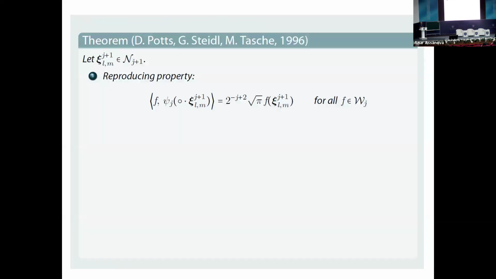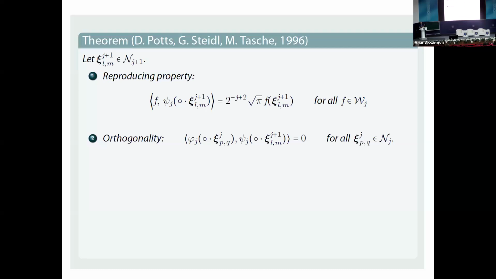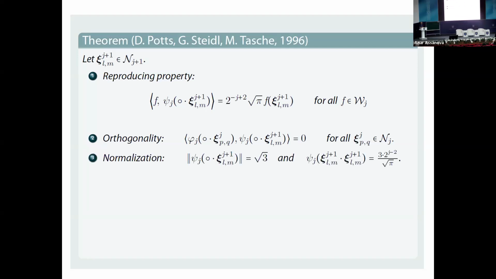And we have more properties, again going back to this paper by Potts, Steidl, and Tasche. We have a reproducing property again. We have orthogonality with respect to the scaling space before. This is very easy because we do not overlap the same harmonic spaces. That means everything is split into different harmonic spaces. Therefore, this orthogonality between the scaling space and the wavelet space is easily seen. And we have the normalization again, and we have the localization.